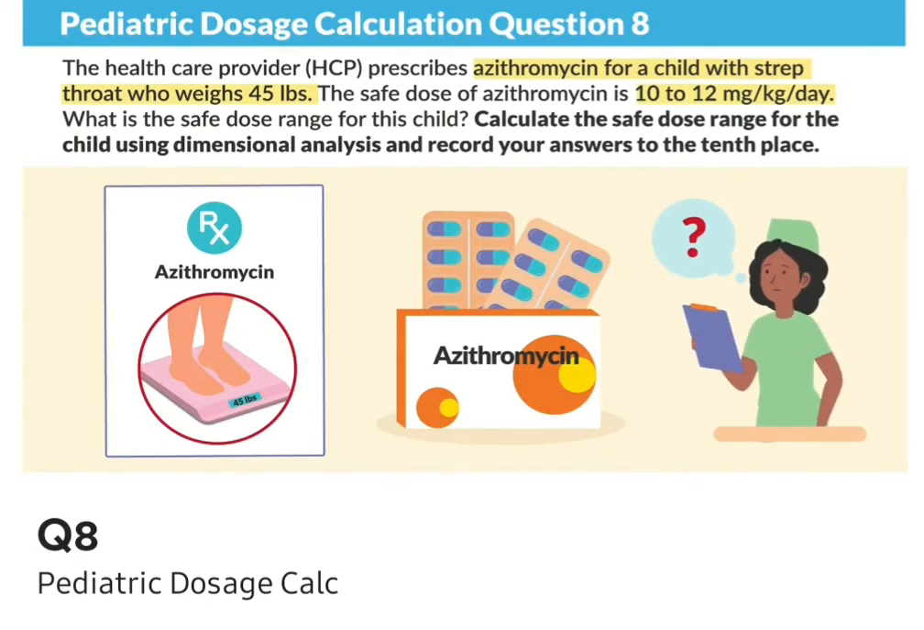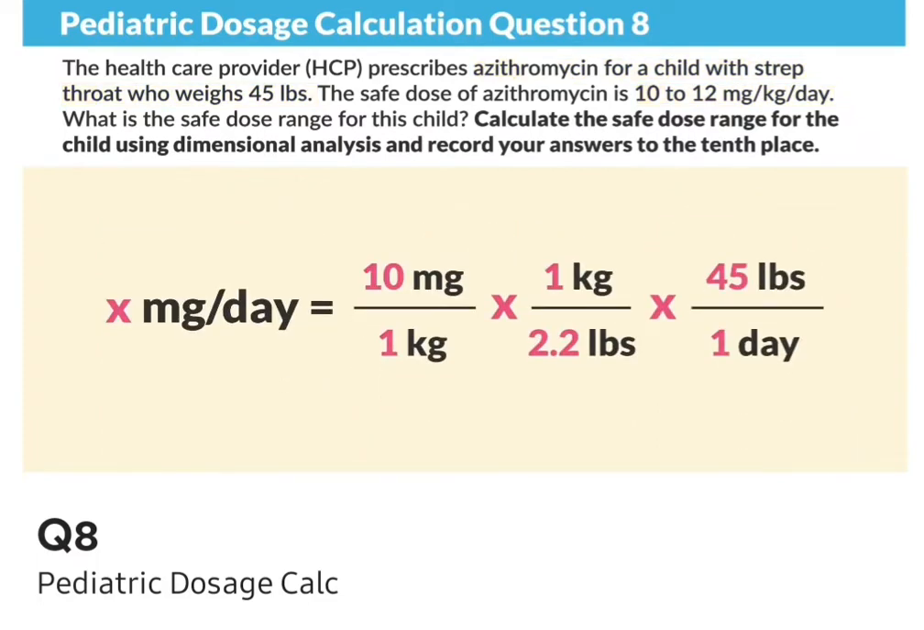So, as usual, let's set up our equation here. On the left, X milligrams per day is what we're solving for, right? So we put that low range, 10 milligrams over 1 kilogram, because we have to convert those pounds to kilos. Then we have 1 kilogram on top and 2.2 pounds on the bottom. And the child weighs 45 pounds over 1 day because the question's asking for 1 day.